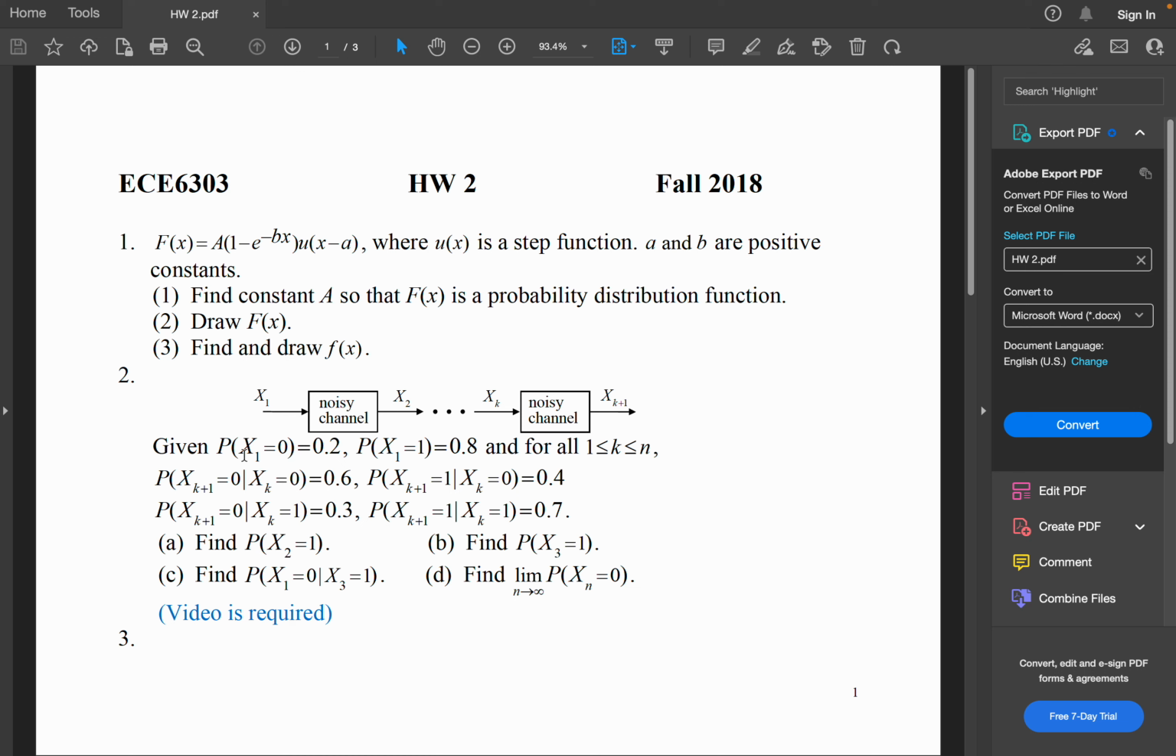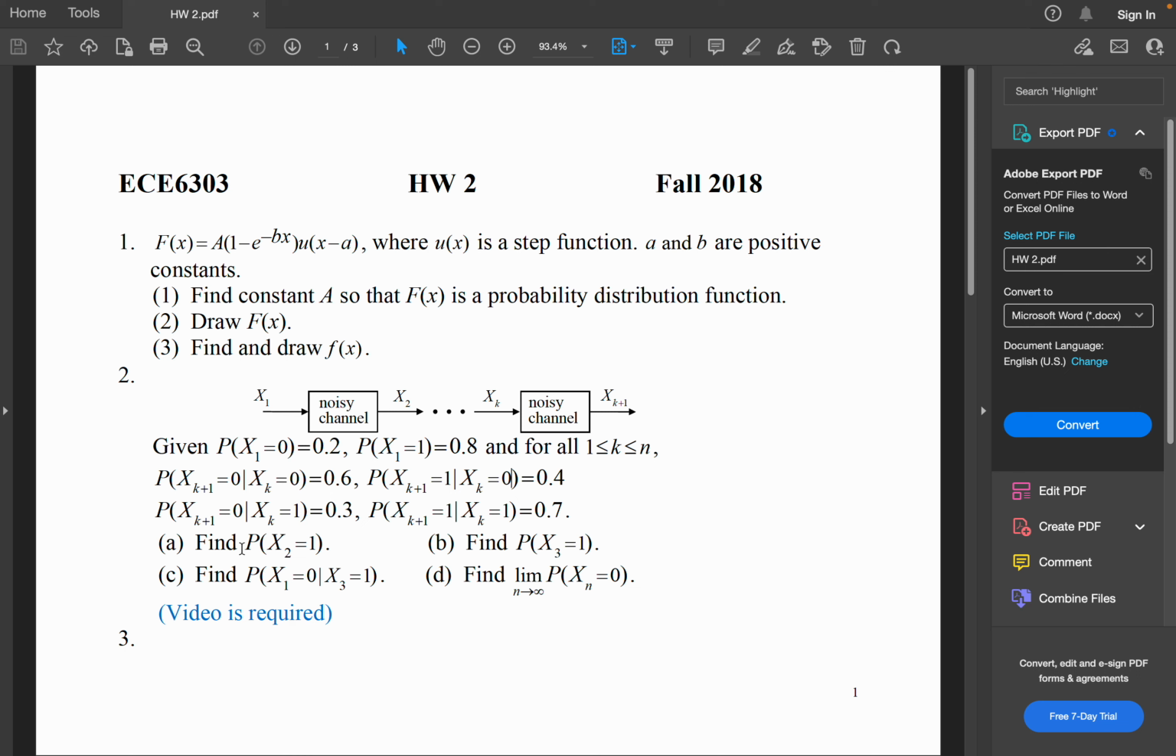And we are also given that probability of x1 equals 0 is 0.2, probability of x1 equals 1 is 0.8, and we are also given that for all k from 1 to n, the following probabilities hold: probability of xk plus 1 equals 0 given xk equals 0 is 0.6, probability that xk plus 1 equals 1 given xk equals 0 is 0.4, probability for xk plus 1 equals 0 given xk equals 1 is 0.3, and similarly probability for xk plus 1 equals 1 given xk equals 1 is 0.7.